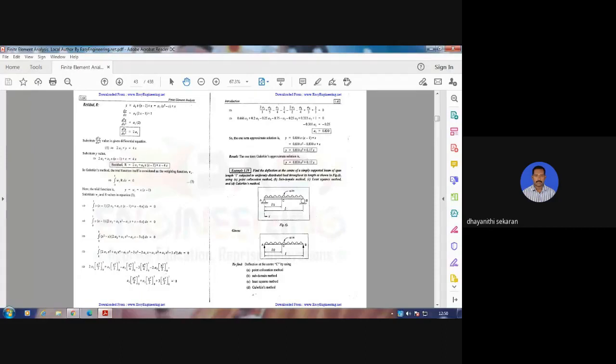Your question, sir, is we need to find the deflection. Read the question first. Find the deflection at the center of a simply supported beam. The symbol for deflection is y. Y is the trial function for us, A sin(πx/L). In that deflection, the unknown is A, which we need to find by using the four methods. So our ultimate aim is to find the deflection, that is y, and the unknown in that is A.